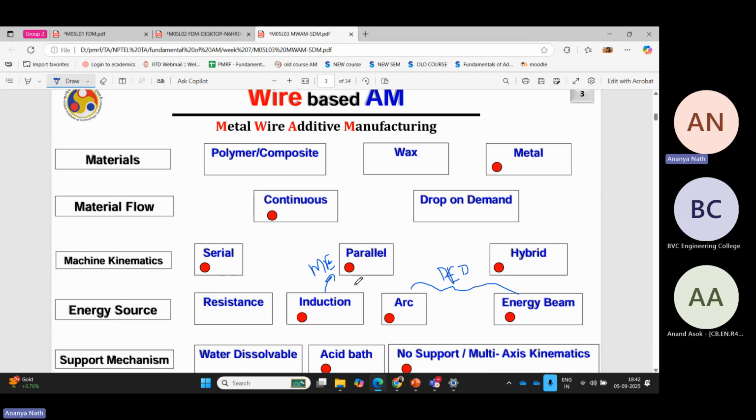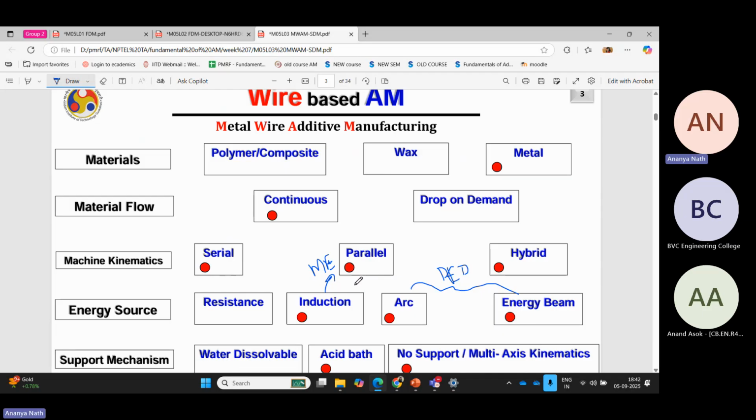For support, water dissolvable support is not that possible because it's metal and you cannot put a polymer support into metal part printing. So acid bath is one option. If you make a 50% HCl solution, for example, it can dissolve the steel surface. It can dissolve the steel parts.